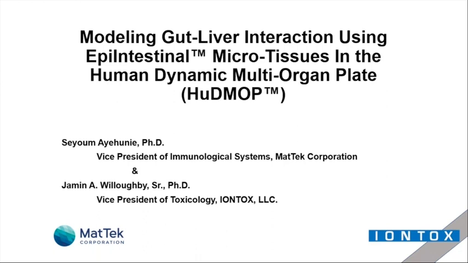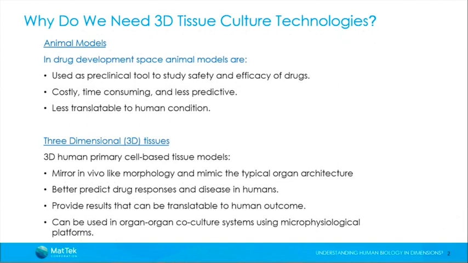Thank you, Jim. And thank you, everybody, for joining us in this webinar. For years in the drug development space, animal models have been utilized for preclinical testing of drug safety and efficacy. However, they are costly and time consuming and also less predictive. And they are less translatable to human conditions. More recently, there has been a big push in emerging technologies that give emphasis on 3D tissues that utilize primary human cells, owing to the fact that it is more representative of tissue morphology.